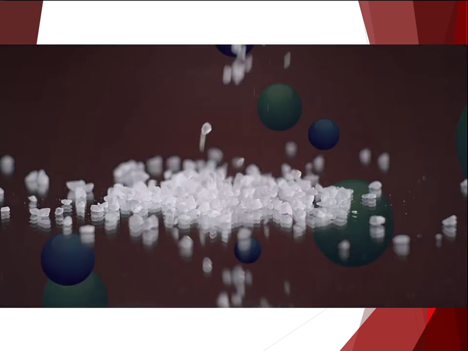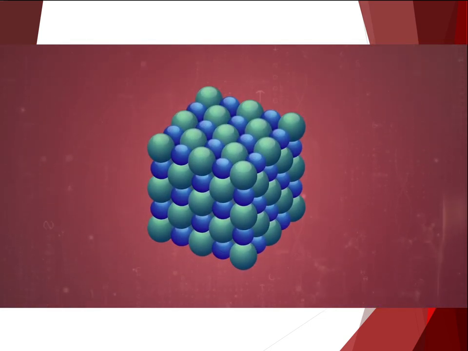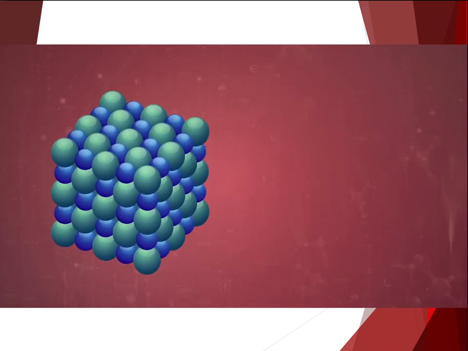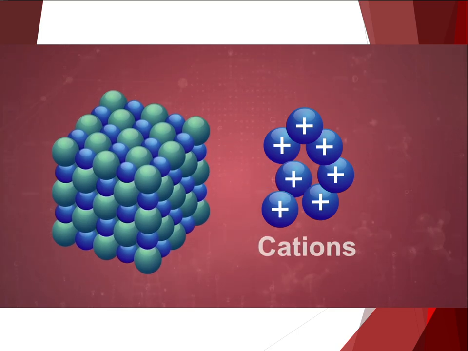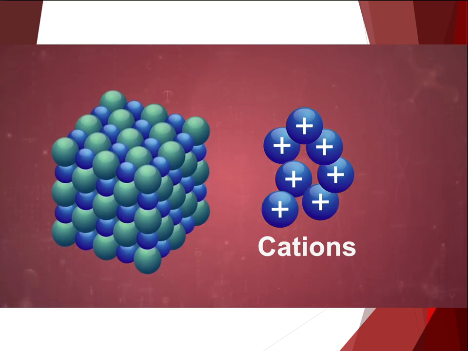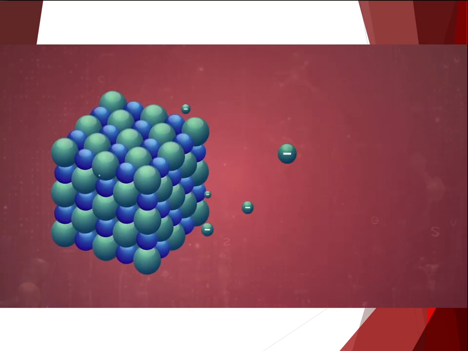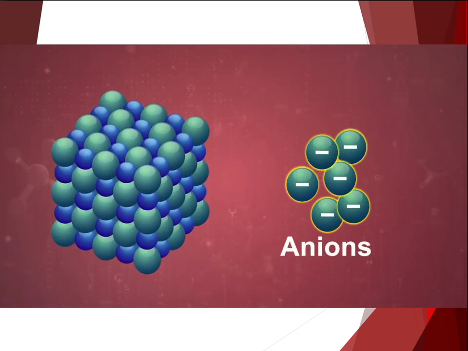Ionic crystals are a special kind of crystal. They're the only type that contain ions. Ions are atoms that have lost or gained electrons to become charged. Positively charged ions are called cations and come from a metal. Negatively charged ions are called anions and come from a non-metal.